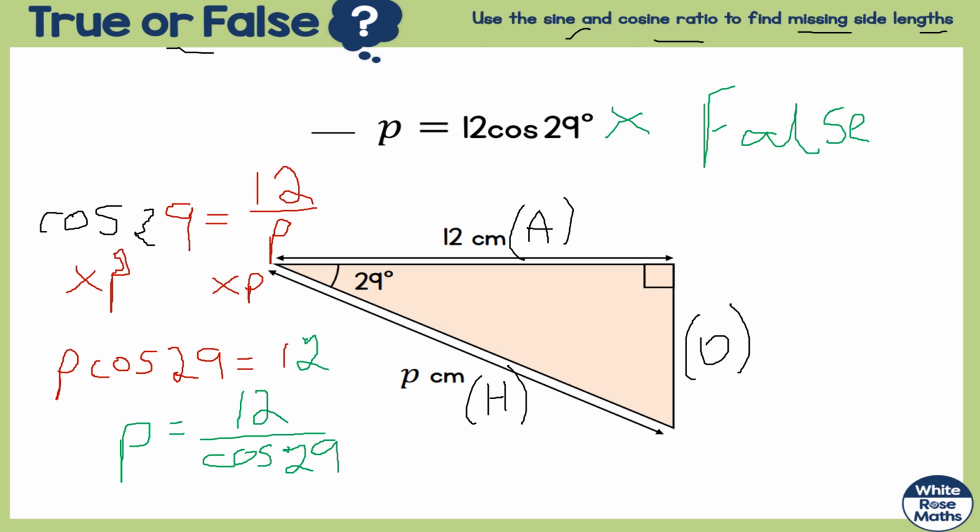So we always label our sides first and then we use SOHCAHTOA. Sine is opposite over hypotenuse, cosine is adjacent over hypotenuse, and tangent, or tan of my angle, is opposite over the adjacent. So use those formulas here and make sure that you learn SOHCAHTOA.